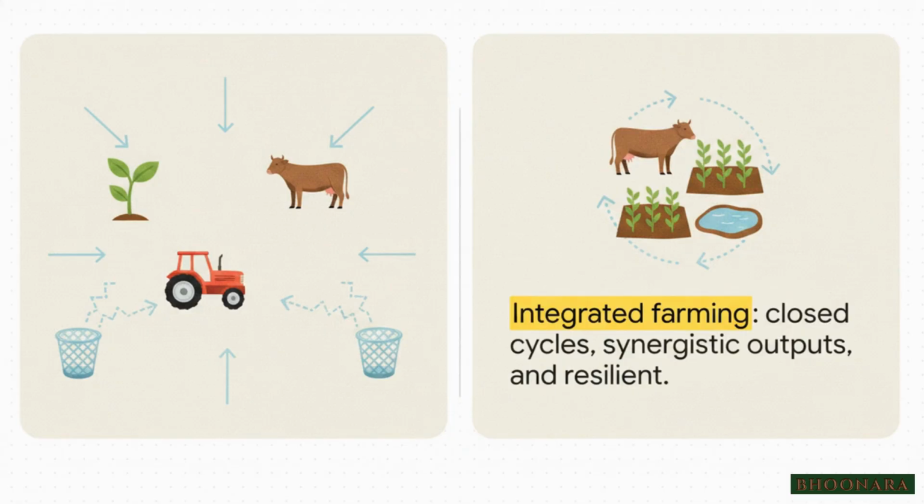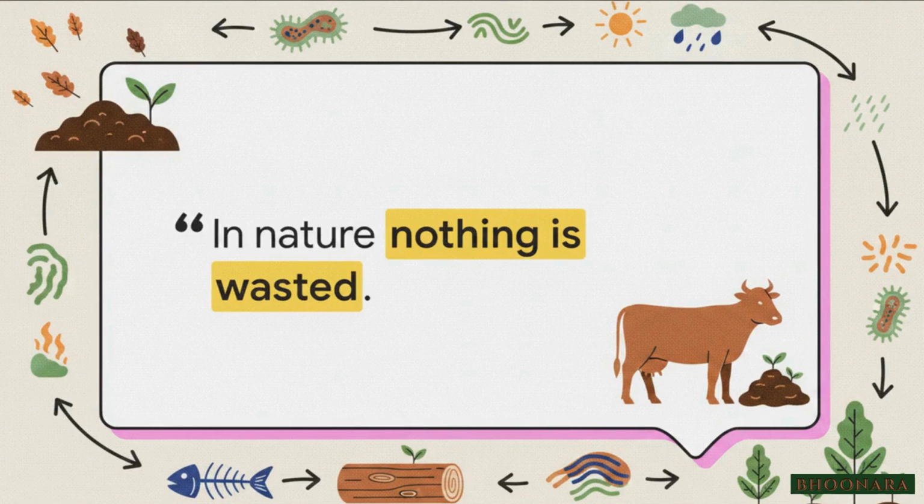But when we shift over to integrated farming, it's a real game changer. The exhaust of one natural gear becomes the high-octane fuel for the next. You get these beautifully closed nutrient cycles, synergistic outputs, and a farm that is incredibly resilient to economic and environmental shocks. Which brings us to this absolutely crucial philosophy.